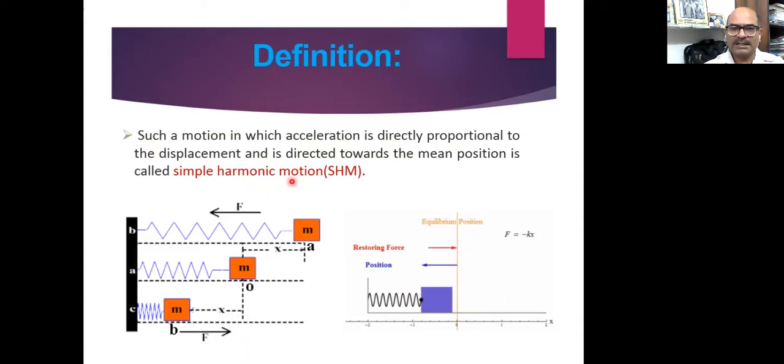Okay, so we can understand that here acceleration is directly proportional to the displacement. Force is actually providing the acceleration to this block, that is m a, and it is directly proportional to the displacement. So a is directly proportional to x.